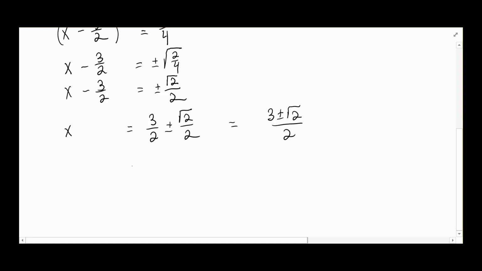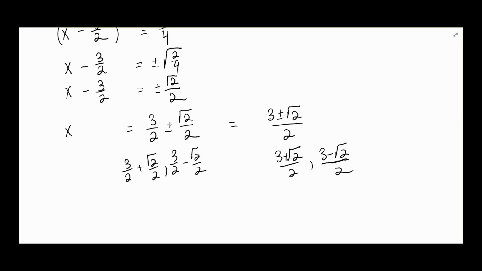And with either of these, I could write it as two separate answers as well. So I could say it's 3/2 plus root 2 over 2, and 3/2 minus root 2 over 2. I could also say it's 3 plus root 2 over 2, and 3 minus root 2 over 2. Either version is correct. It's a matter of do you want to write it as two separate fractions or one fraction with a big numerator. But either way, they mean the same thing.